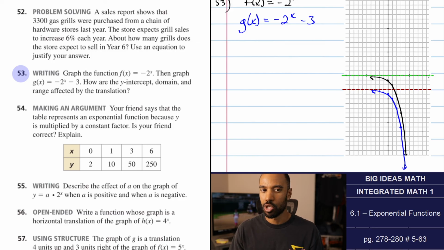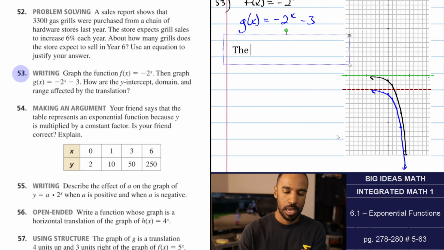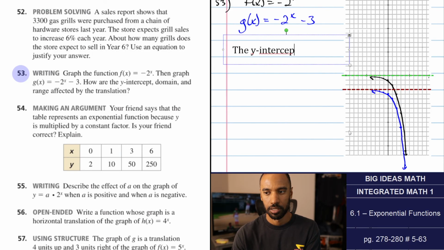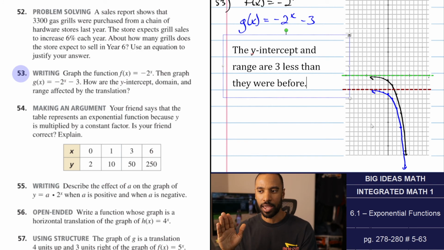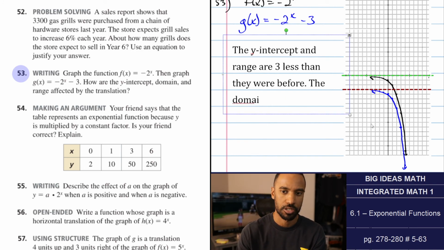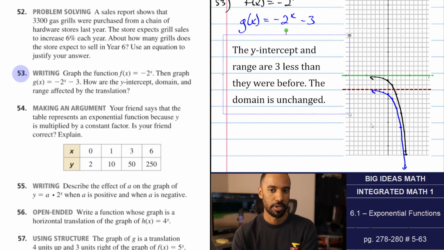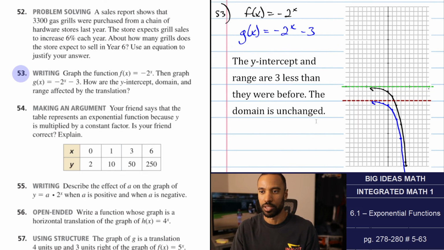Okay, so how are the y-intercept, domain, and range affected by the translation? The y-intercept and range are 3 less than they were before. The y-intercept instead of negative 1 is negative 4. The range instead of y is less than 0 is y is less than negative 3. The domain is unchanged. It will largely be unchanged for these. Even if I horizontally translated it, the domain's unchanged. The x's are still between this and that for the whole thing.